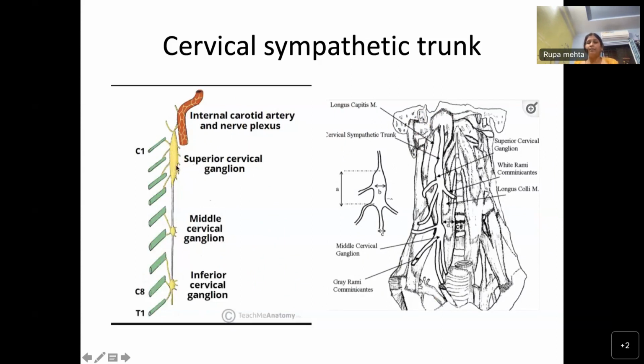And then here the sympathetic fibers form synapses, and the postganglionic sympathetic fibers supply the various glands. And injury to the cervical sympathetic nerve, as we all know, leads to classical Horner syndrome.